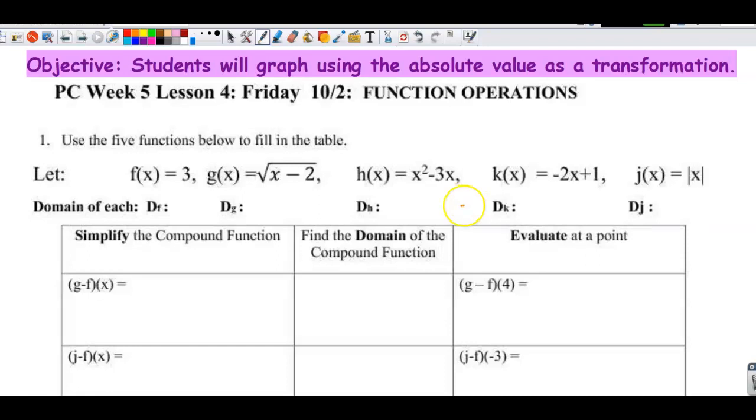And so this is more function operations. Yesterday we went over how to add, subtract, multiply, and divide functions. And now we're going to go ahead and do some more practice. So what we want to start with is looking at all our functions.